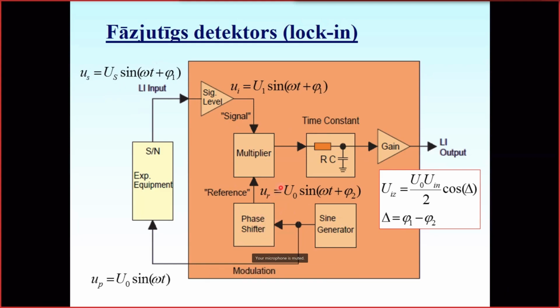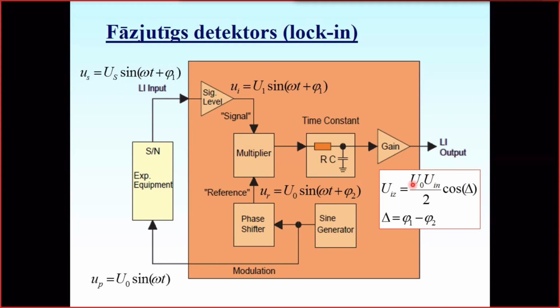When we regulate the phase shifter, we adjust the phase phi2 to be equal to phi1. When they are equal, we get a maximal output signal. If this process goes on for enough time, we get some constant voltage. Then we adjust the phase shifter, changing the phase phi2 until we get the maximum output. When we get the maximum output, it means that the phase phi2 is equal to the phase phi1, and the amplitude of this output is proportional to the input signal amplitude, U in.